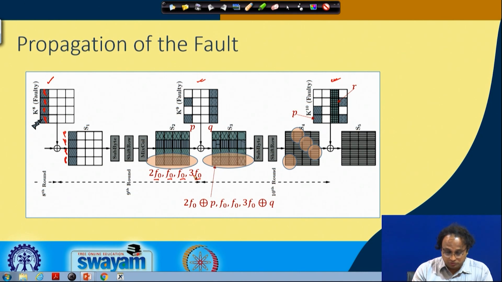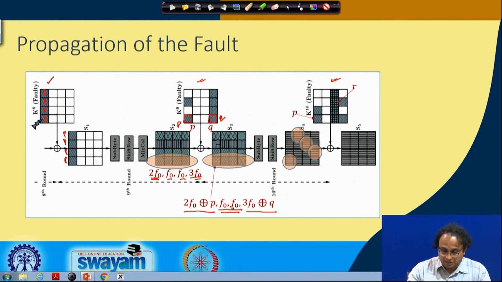Now you see that this key is also corrupted, and the differential right here is P, whereas this differential is Q. So when you XOR them, this byte gets corrupted as 2F0 XOR P, whereas this byte gets corrupted with 3F0 XOR Q, and these two remain as F0, where F0 is some random byte value.